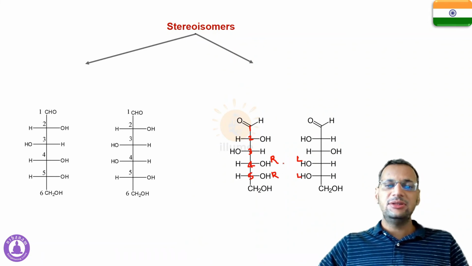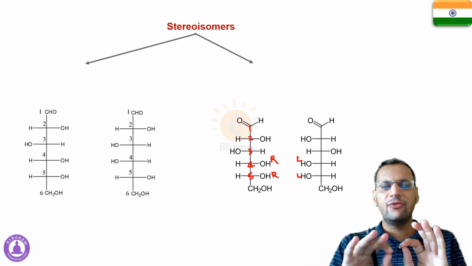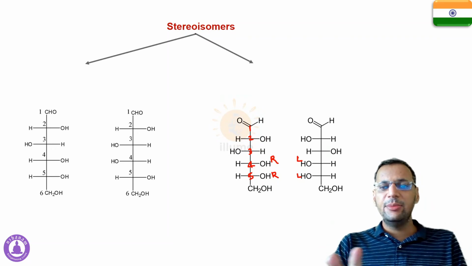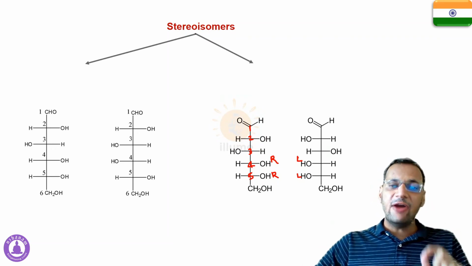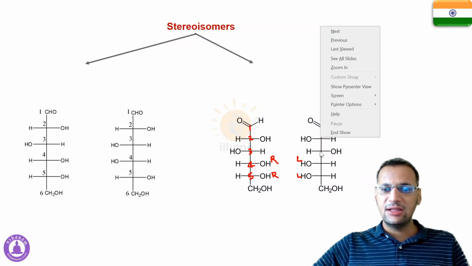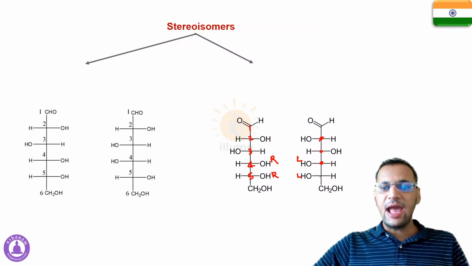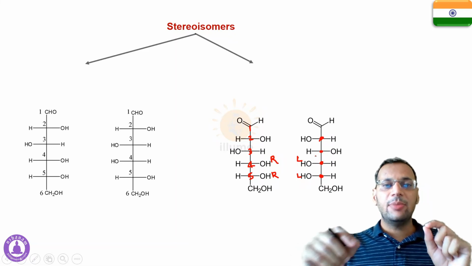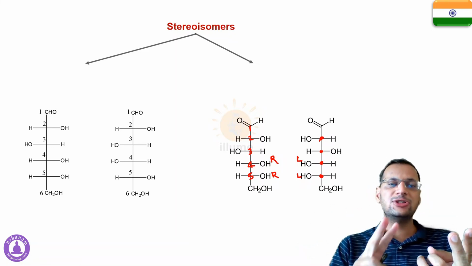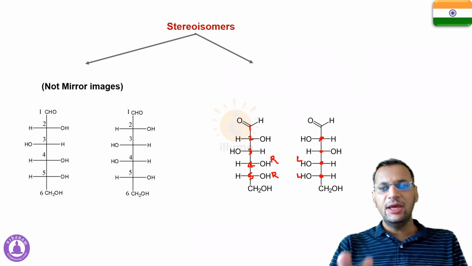That means these two images are exact mirror images of each other. Look at them carefully. They both are mirror images of each other. In glucose there are 4 chiral carbons. These are the 4 chiral carbons. In this type of isomerism, every chiral carbon exhibits the opposite configuration of H and OH. So these are mirror images of each other.